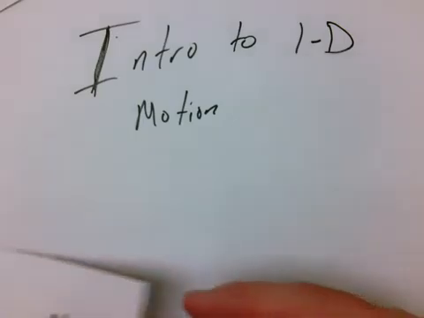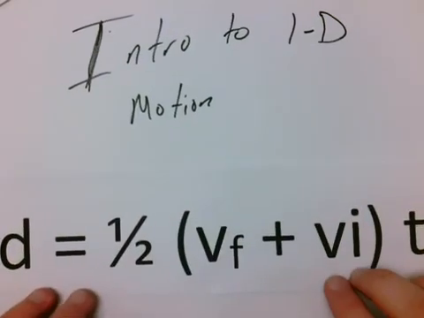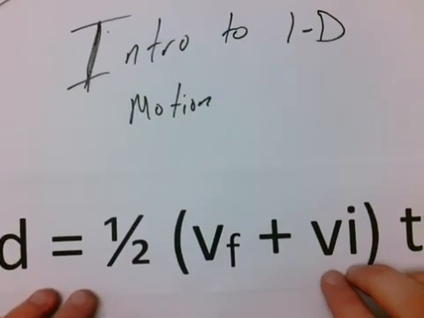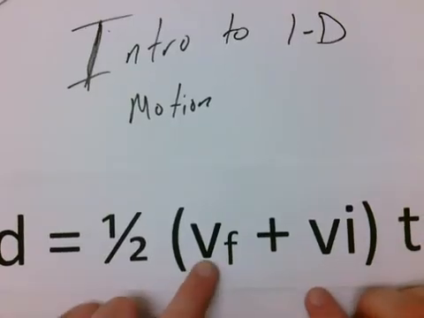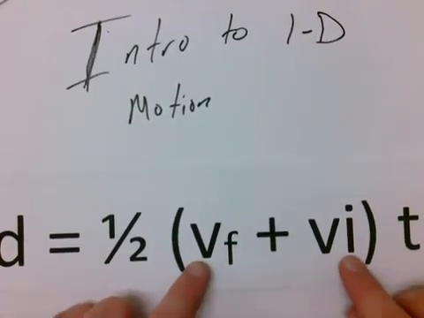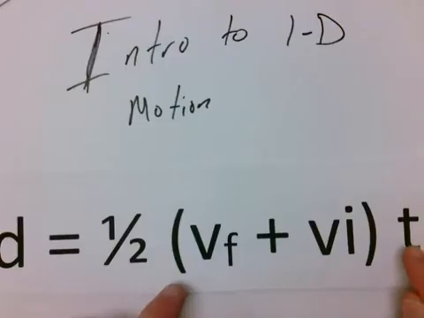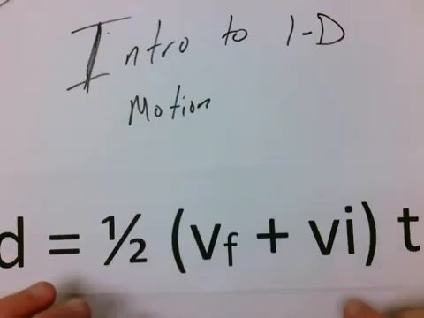And the last equation that I can use is this one. Distance equals 1/2 times the final velocity plus the initial velocity, in parentheses, times the time that the acceleration is taking place. In every single one of these cases, we're assuming acceleration is constant, except for the first equation, which was our original equation that we've been using.